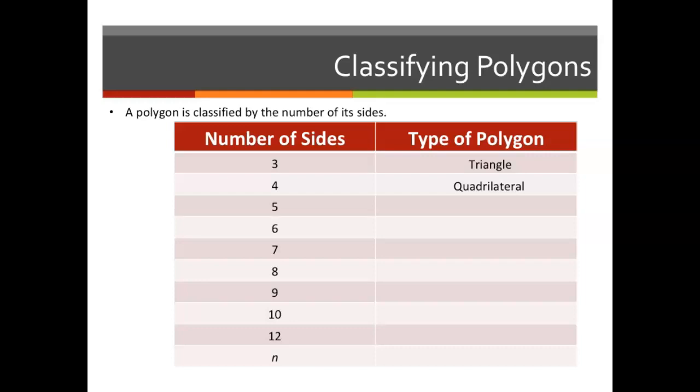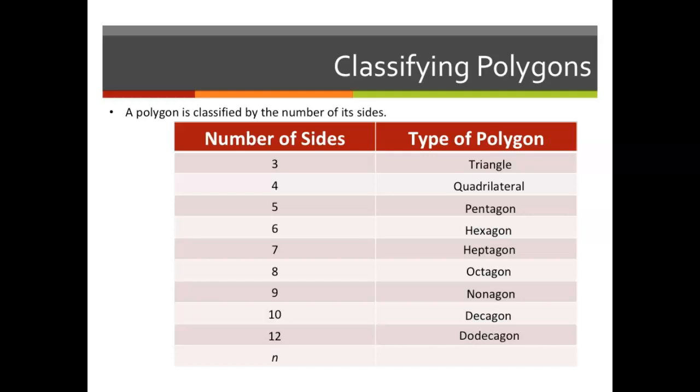If it has 5 sides, we call it a pentagon. 6 sides would be a hexagon. 7 would be a heptagon. 8, an octagon. 9 sides is a nonagon. 10 sides is a decagon, like a decade. And 12 sides is a dodecagon.